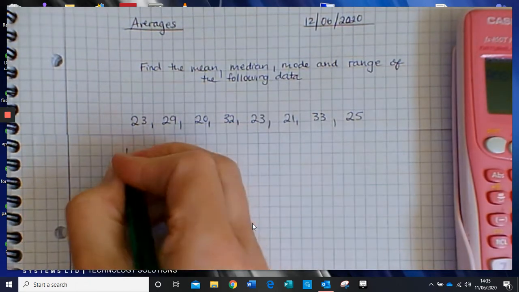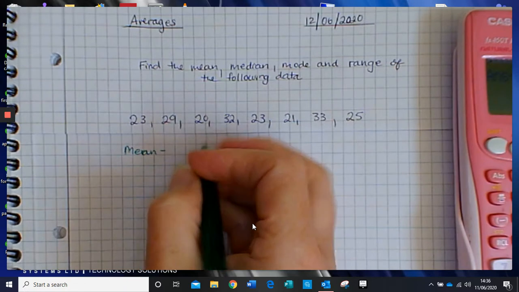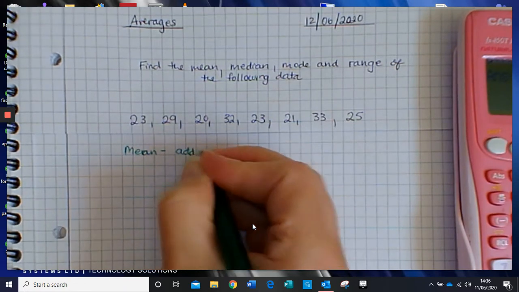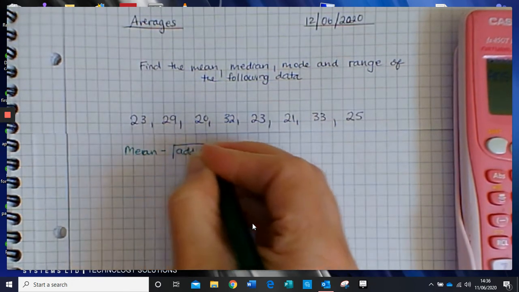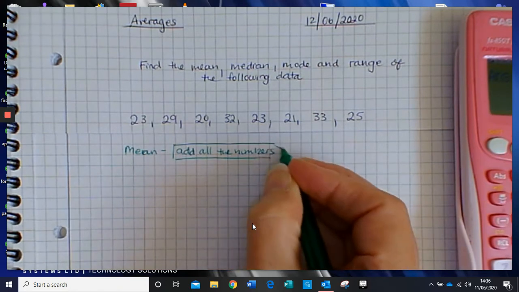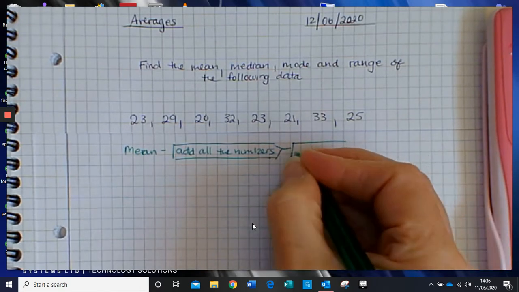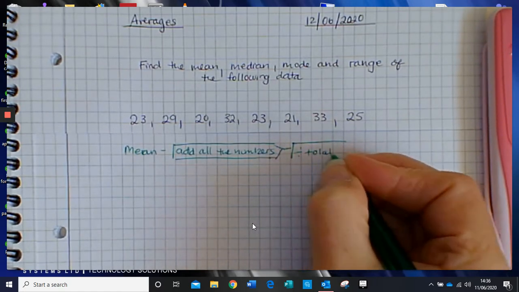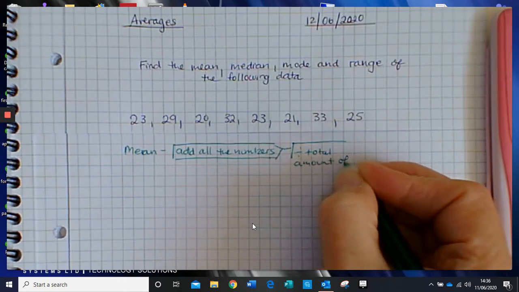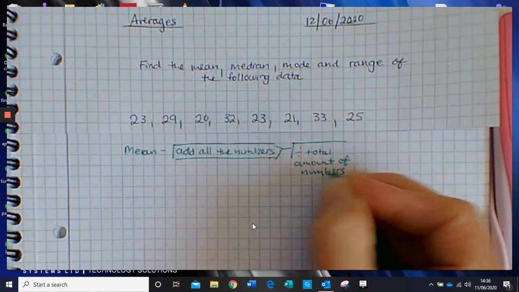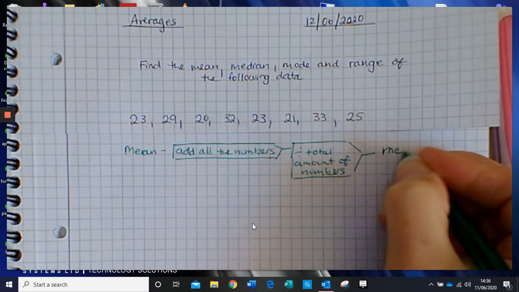So first of all, the mean. How do we work out the mean? Let's remind ourselves. So the first thing, to work out this average, we need to add all the numbers. Okay, so that's the first thing we are going to do. The second thing we are going to do is divide that by the total amount of numbers we've got. Okay, so that is the second thing we're going to do, and that's going to give us our mean.